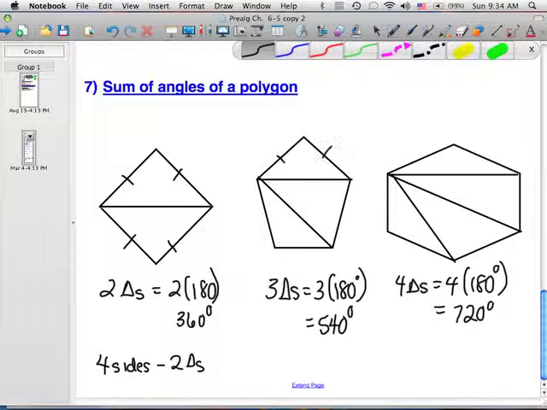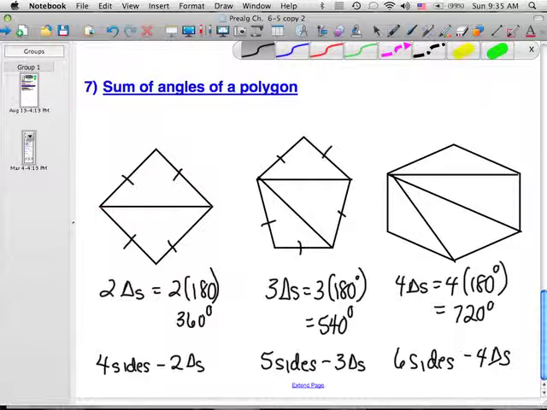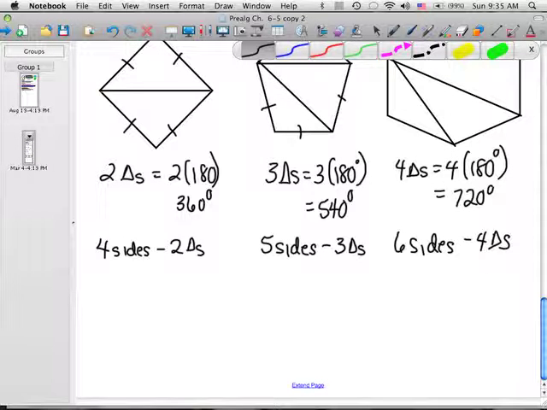This was a 5-sided figure, and we ended up with 3 triangles. And this was a 6-sided figure, and we ended up with 4 triangles. So if we look carefully, we can see a rule here. The number of triangles is always 2 less than the number of sides. So if n is the number of sides, we subtract 2. That's the number of triangles.